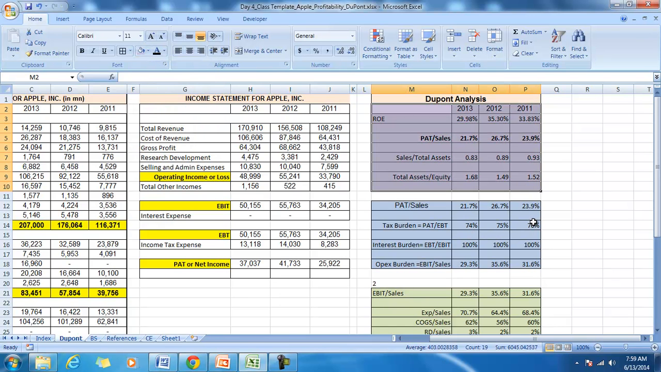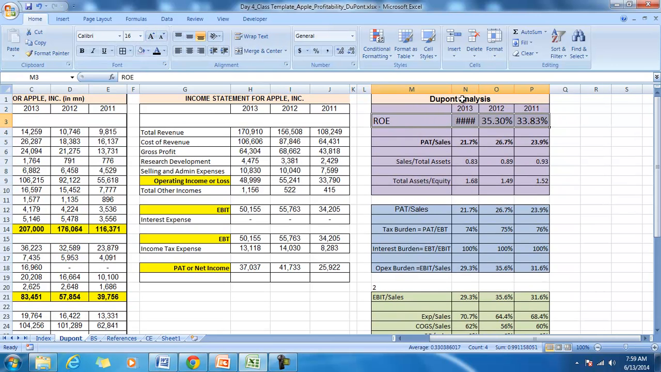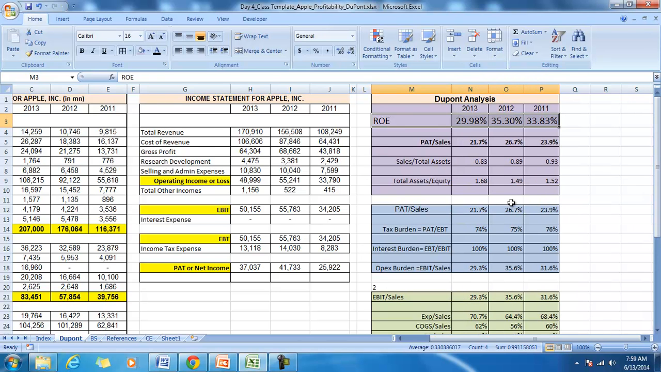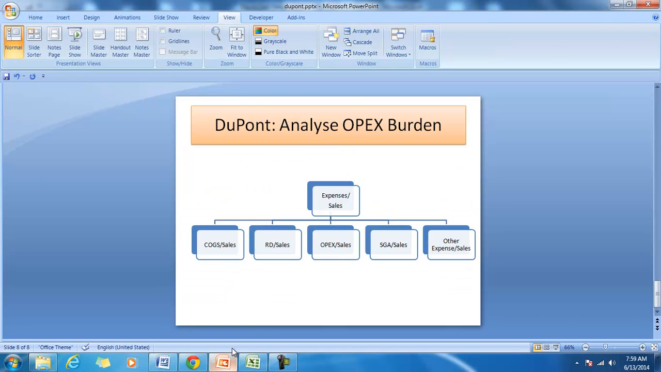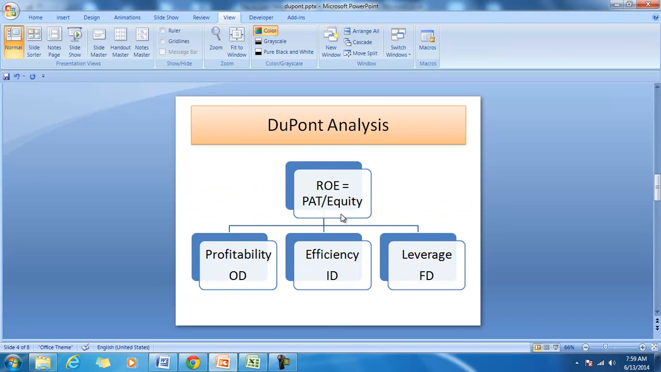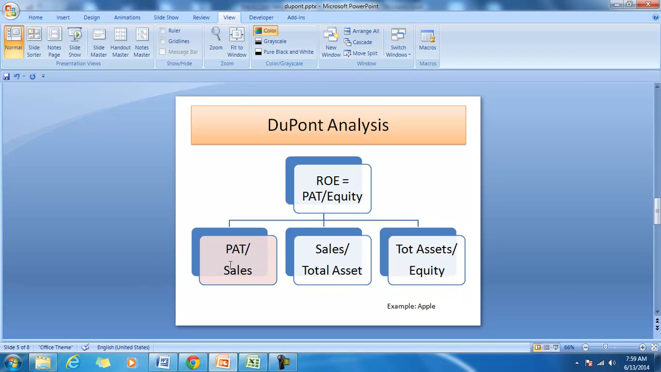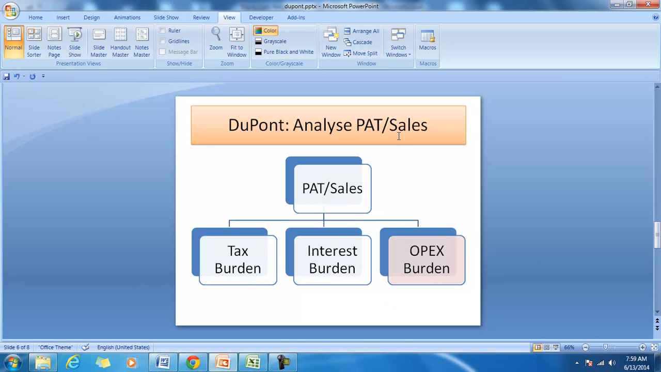So the DuPont analysis starts with return on equity and gives us a framework to show how this profitability, as reflected by return on equity, can be improved. At the first level, we try to classify the return on equity based on profitability, efficiency and leverage. Then we wanted to understand how the profitability and margins are affected by the tax burden, the interest burden, or the operating expense burden.